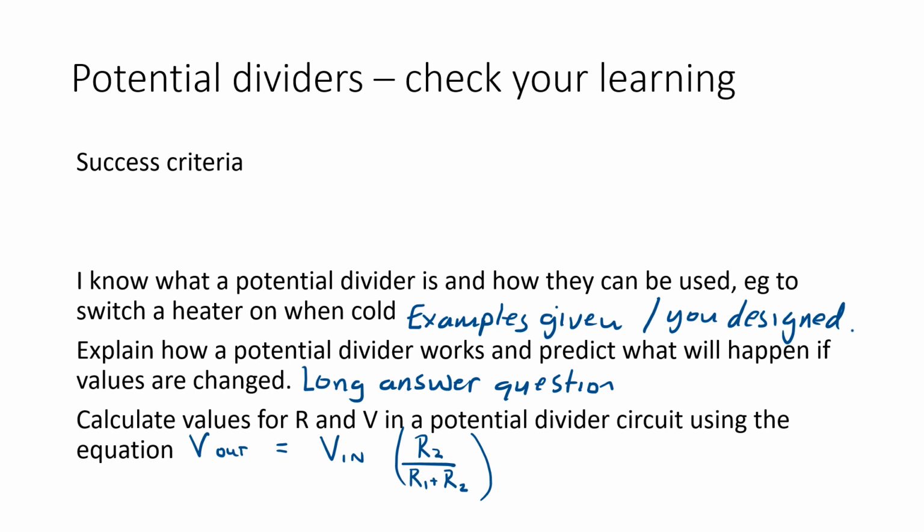Can you explain how a potential divider works and predict what will happen if the values are changed? So that was a long answer question. You may need to go back and have another look at that. And can you calculate values for R and V in a potential divider circuit using the equation V out equals V in multiplied by R2 over R1 plus R2.